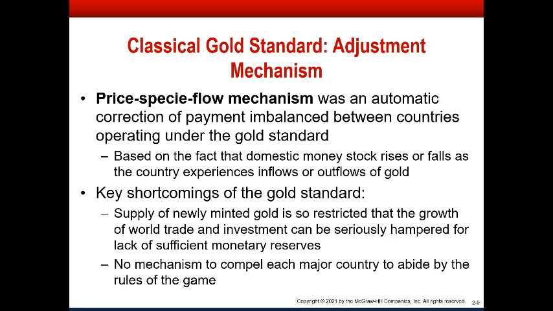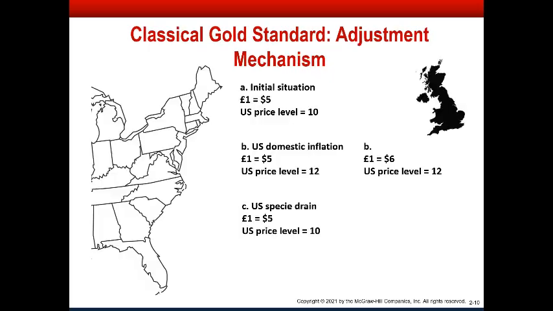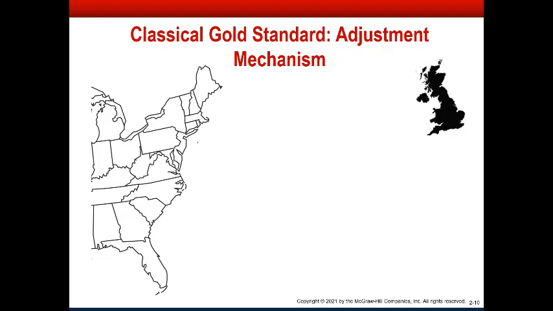But let's talk about how this worked under the classical gold standard. It was a phenomenon called the price specie flow mechanism. It's an automatic system that corrects imbalanced balance of payment situations between two countries operating under the gold standard. And it relies on the fact that gold will flow in or out of a country depending on what changes in what's called the terms of trade. So let's look at an example of the price specie flow mechanism at work.